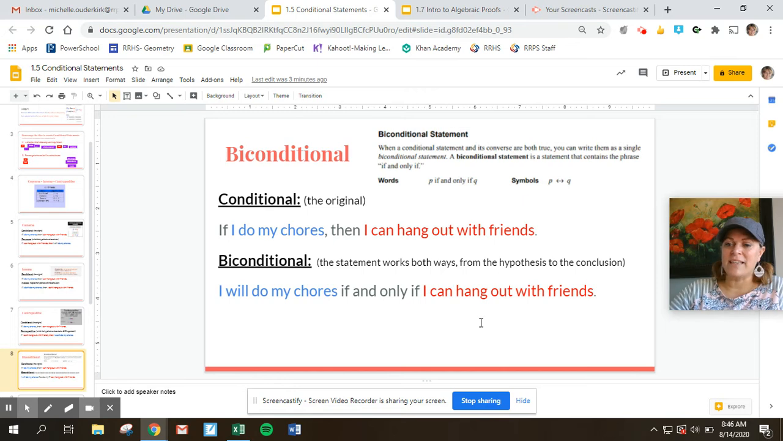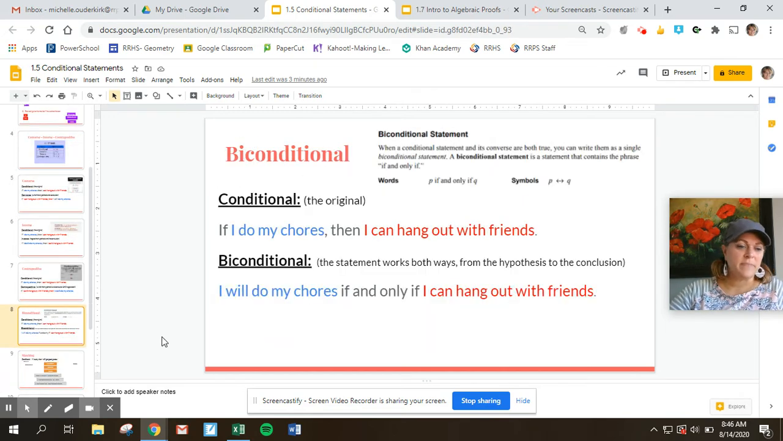Okay, biconditionals. This is kind of a strange one. Both the hypothesis and conclusion interact with each other. So if one happens, then the other. If this one happens, then this. If this one happens, then that. So they go together, either way, back and forth.